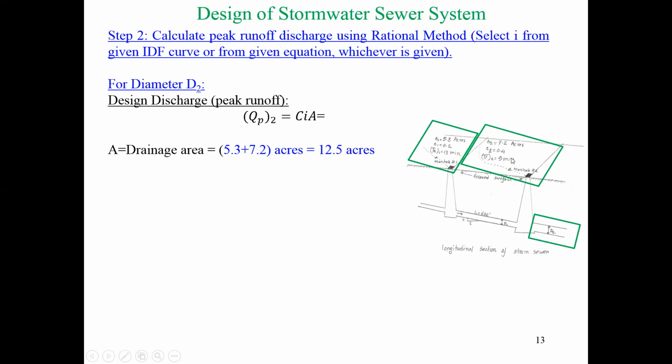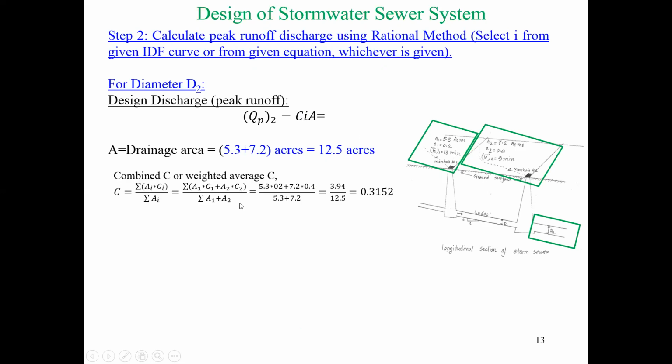So that's what we will do, that we have 2 areas and the combined C is 0.3152. So we know area, we know C. Now the next one is the I. So for I, we had one equation where we have to use the TC values. So for TC values, again, we have to check what are the possible TC values we can get.